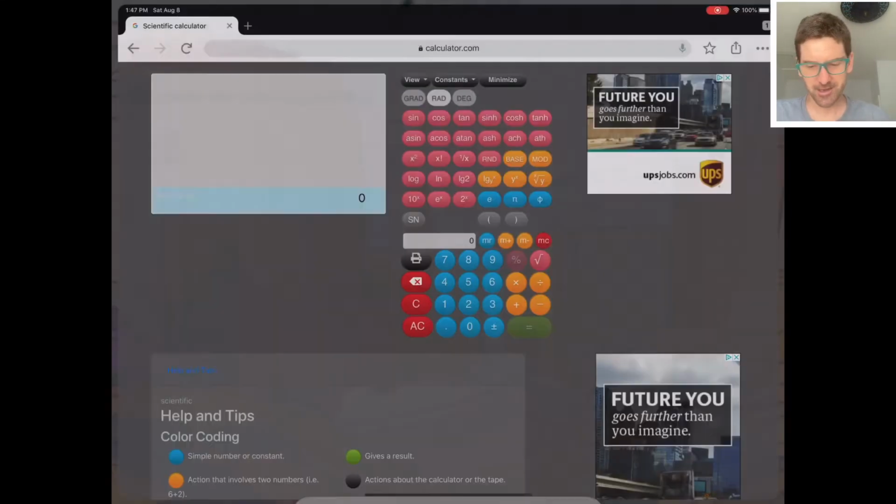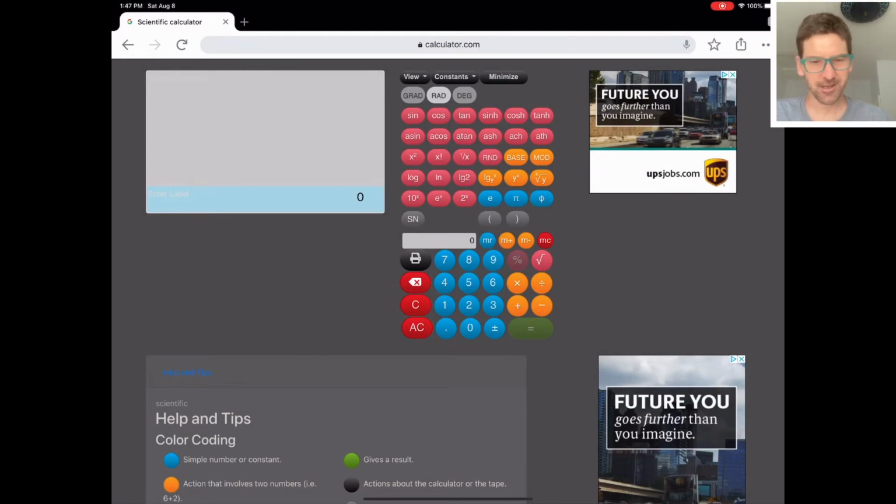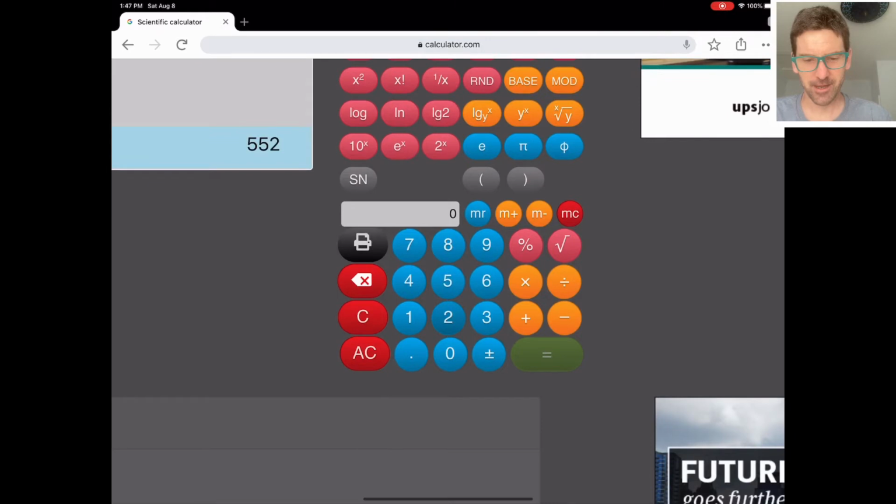Let's go to an online calculator. I just went to calculator.com, and I'm going to type in 552 factorial. And that is wrong. Infinity is not a number. And by the way, 552 factorial is nowhere even close to infinity. It's certainly a big number, but it's absurd for an online calculator to tell you that the answer is infinity. So this online calculator is way wrong, so let's ignore that as well.